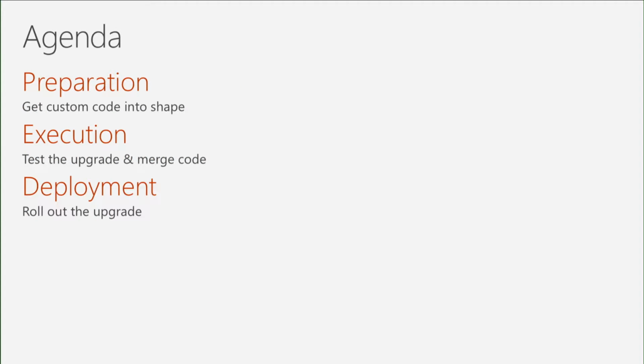So, what I've done is I've broken this down into 3 main sections. Preparation is about how you write your code in the first place to make updates easier, how the customizations are done in the first place. Execution is about actually doing the upgrade, the tasks that you do using the code upgrade tool, your developer tasks for the upgrade. And then deployment is, well, how do you actually roll it out to the different machines? What's the easiest way to do that?